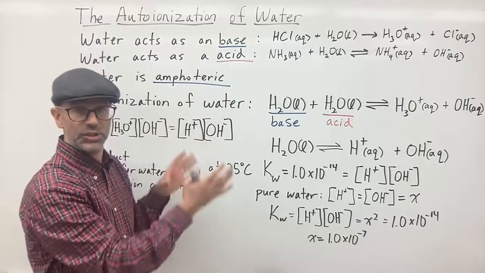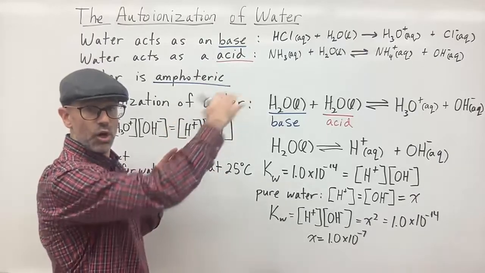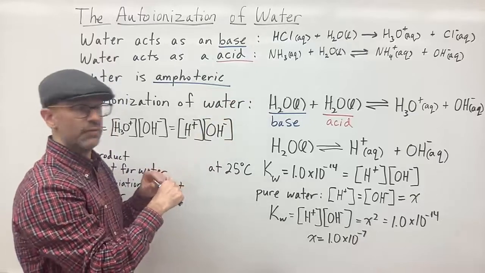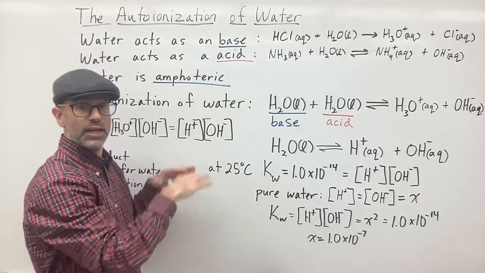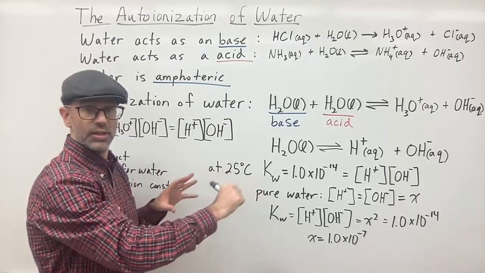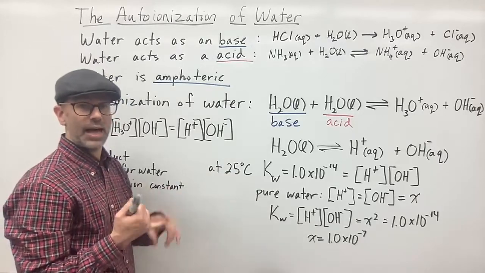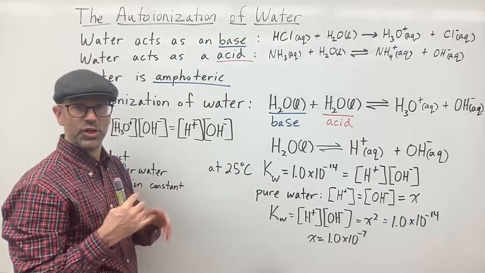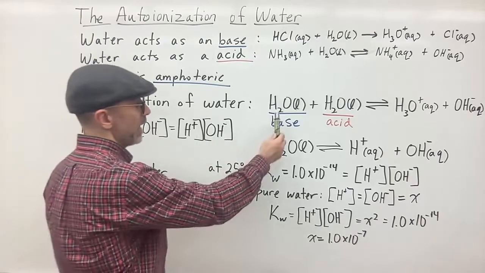Remember, it's the concentration of the products raised to the power of their coefficients, right? So if the coefficients are 2, then they're going to be raised to the power of 2. Divided by, on the bottom, you have the concentration of the reactants. And remember, liquids and solids do not count because their concentrations do not change. They're constant. So here we have liquids.